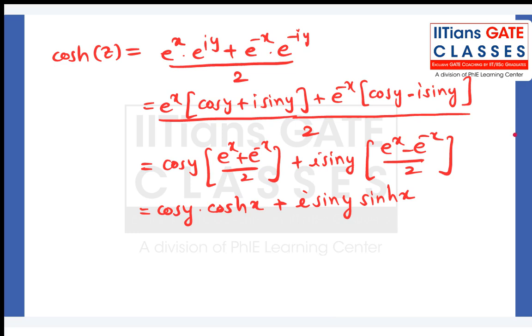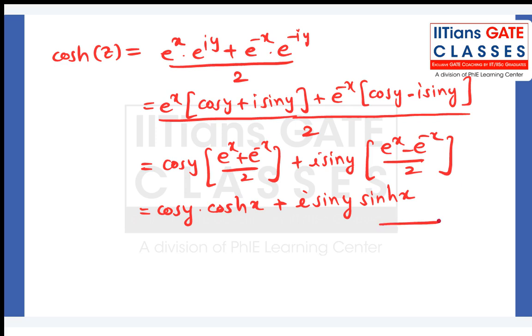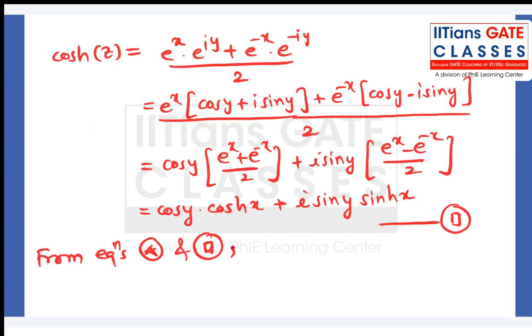Anyway, now you should compare equation star, which is your f of z, and equation square, which is cos hyperbolic z. From equations star and square, you can see that your f of z is nothing but cos hyperbolic z, and that is your option D.